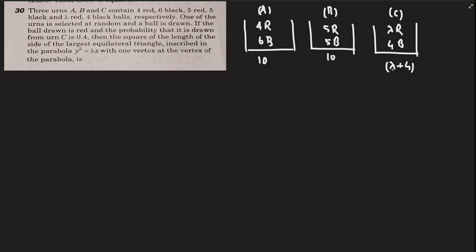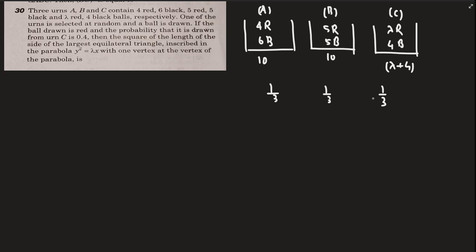One of the urns is selected. So now we consider all the urns. Selection of all the urns is equally likely. So therefore one urn out of 3 you can select in 1 by 3 ways. Since there are 3 urns, any one you can select, and the probability of selecting an urn is 1 by 3 because the urns are equally likely.